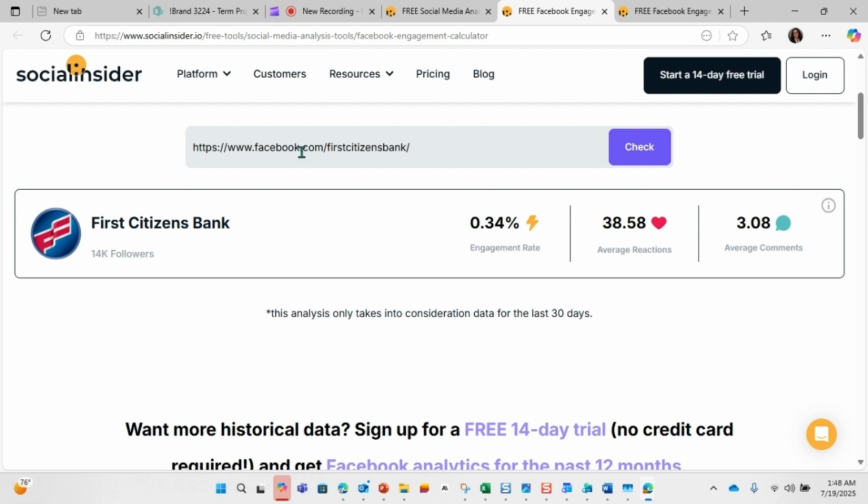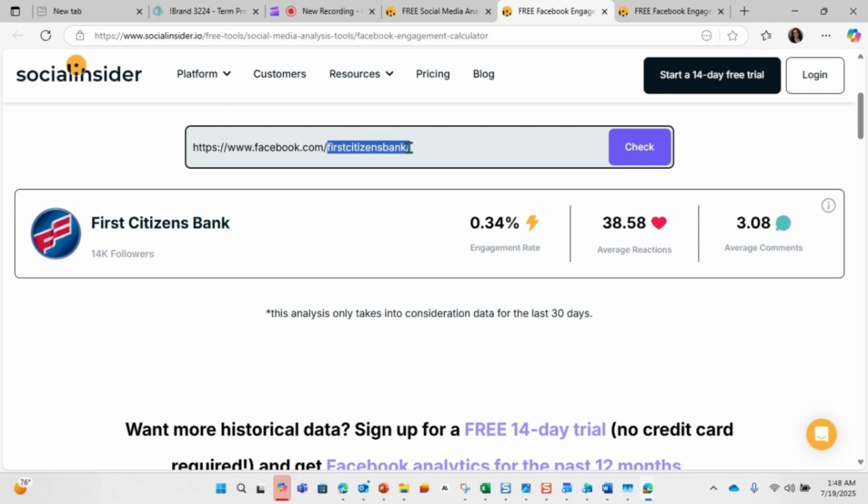So when we're looking at this Facebook account, we want to think about what that compares to. It's not ranking them like the other one used to do, but First Citizens is comparable to Regions Bank. So let's type in Regions Bank and see how they did compared to these numbers. We knew it was 0.34% for engagement. Regions Bank's is much lower. The average reactions, likes, are 34.8, and average comments are 14. So there's a lot more going on here.